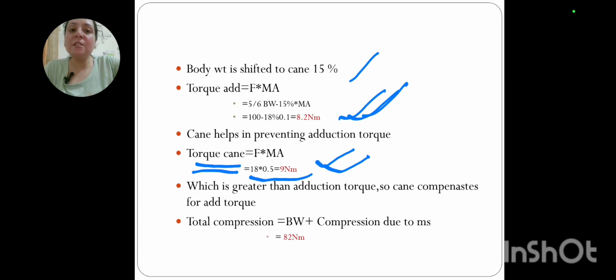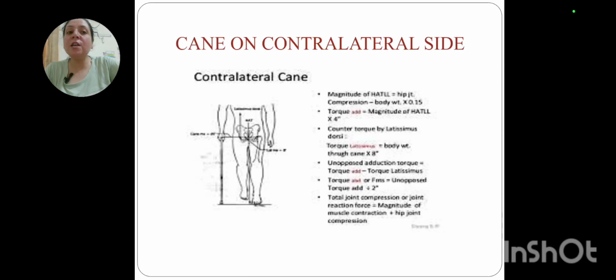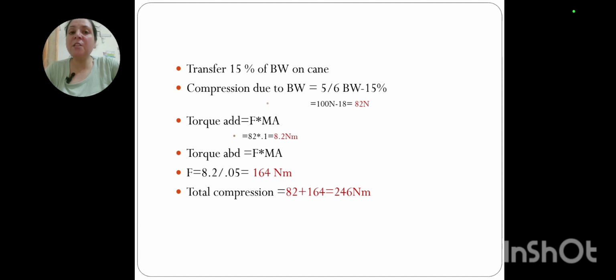Fine. So what happens is the total compressional force is only the weight of the body. There is no compression due to the muscles, so it is only 82 Newton. So you can compare this. It is 82 Newton on the contralateral side and 246 Newton on the ipsilateral side.